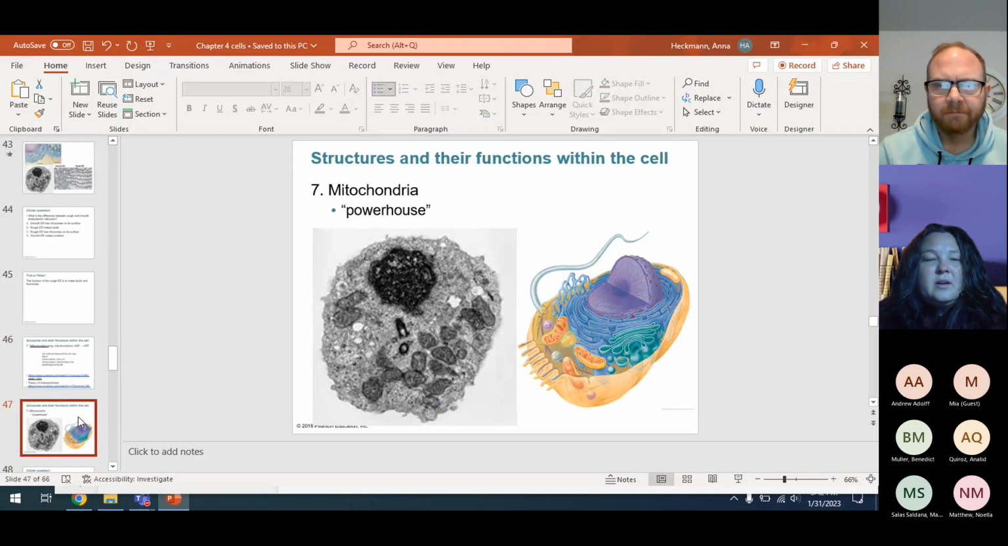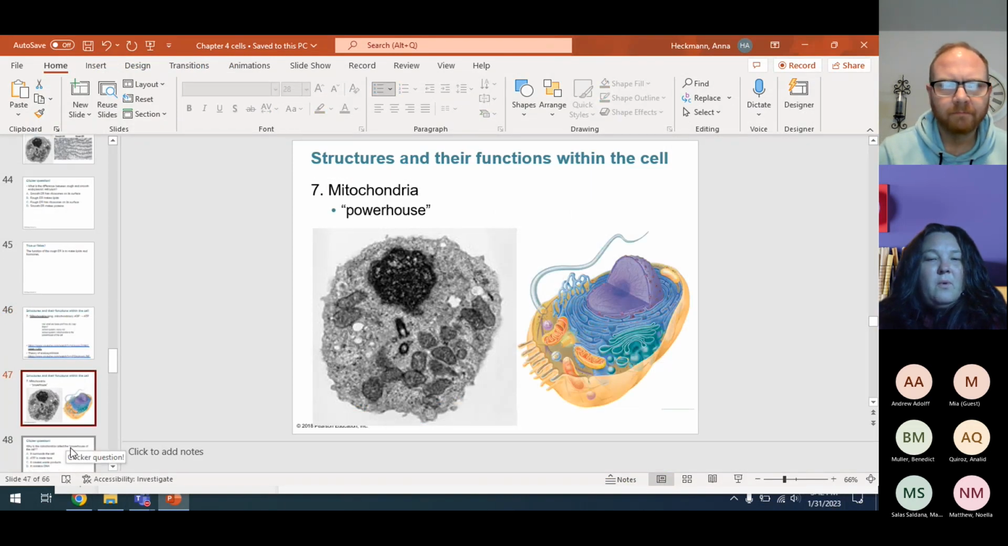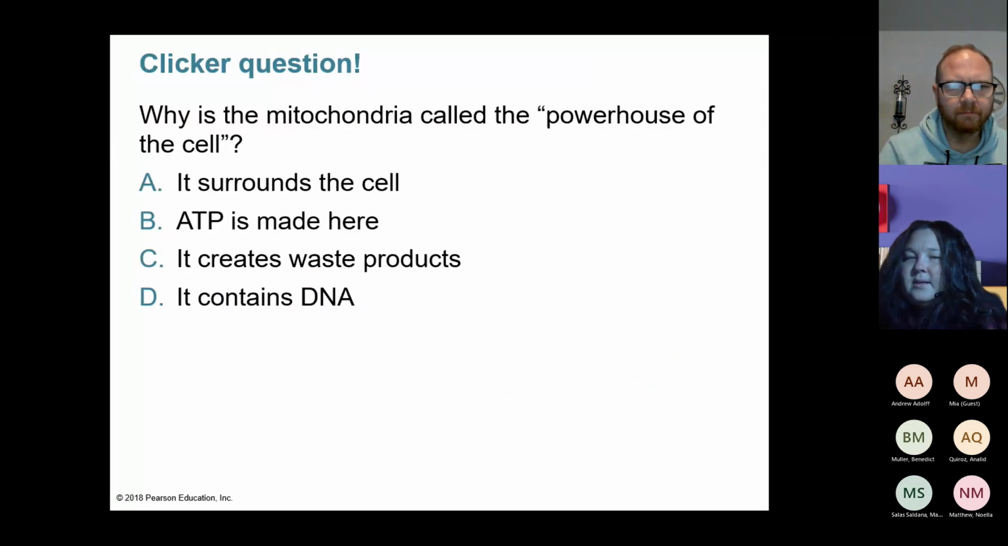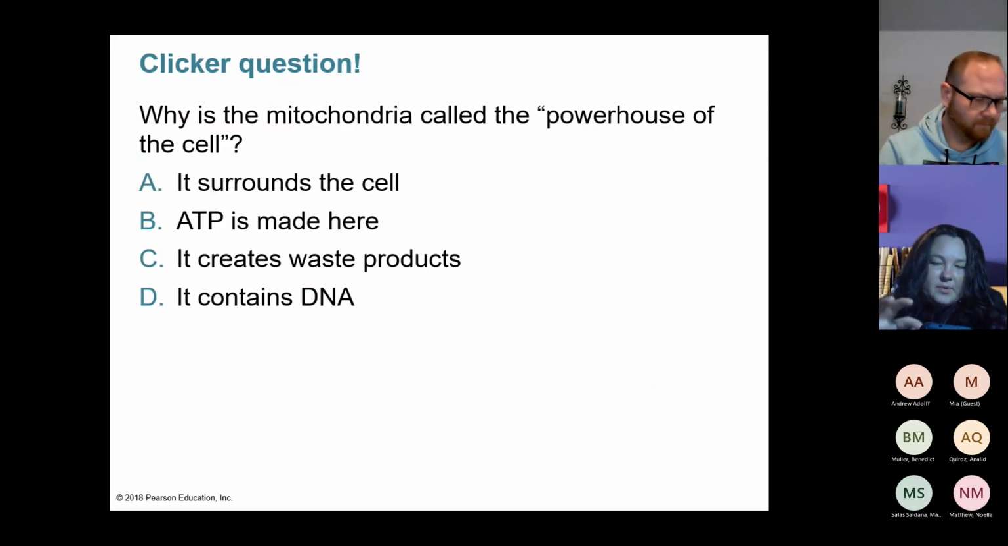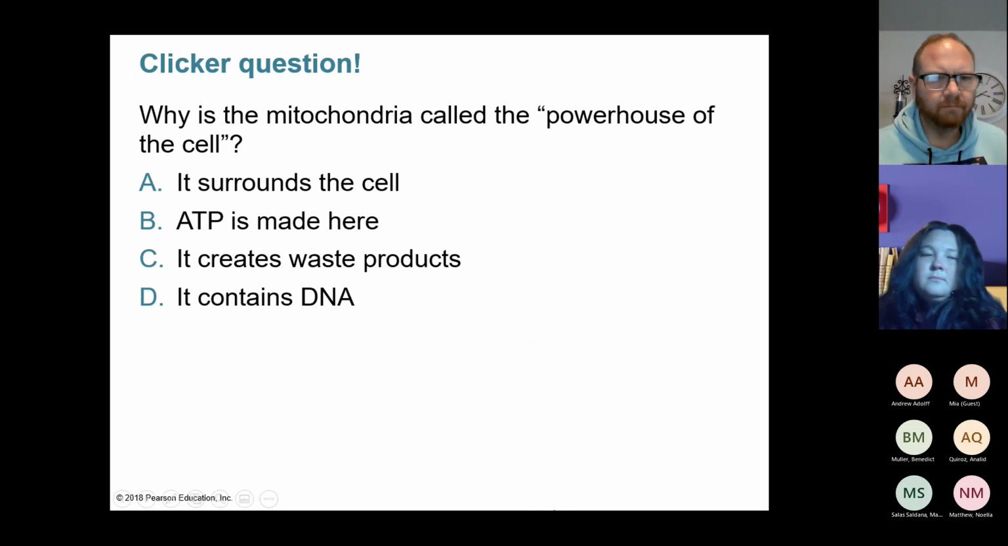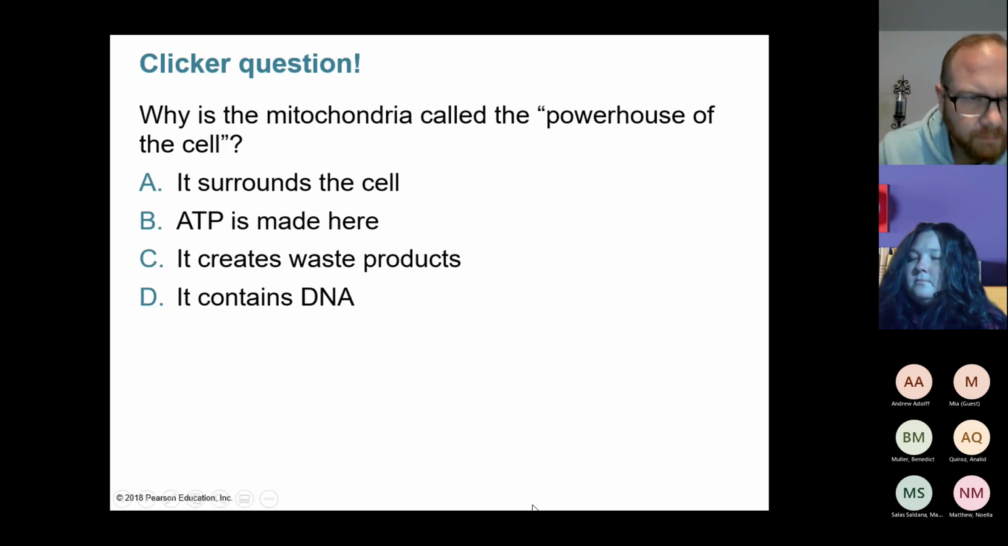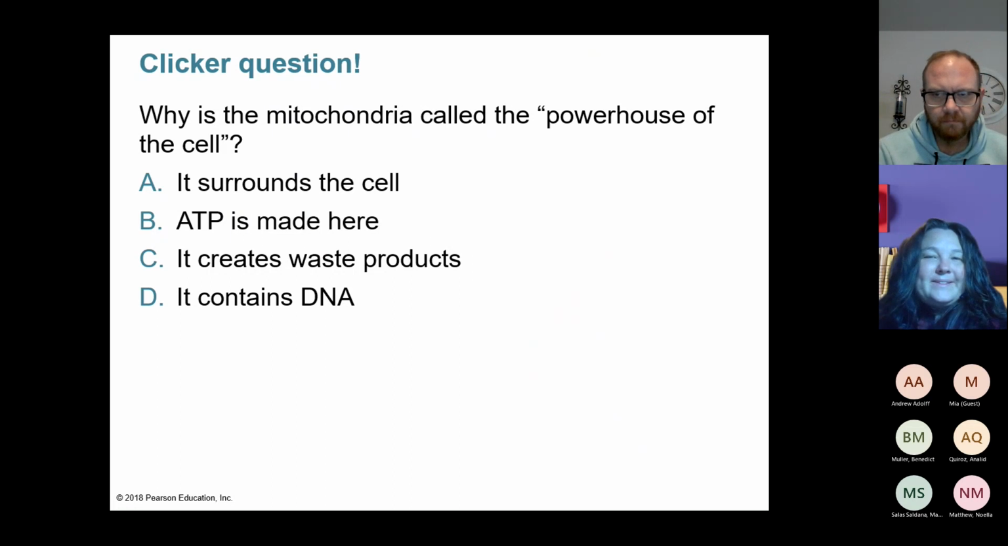So the mitochondria is called the powerhouse. Why? Next clicker question. Let me set that up. Excellent. Everybody chose B. Great answer.